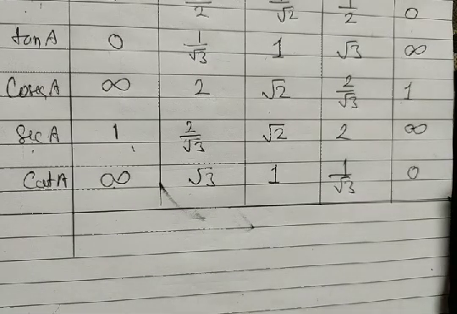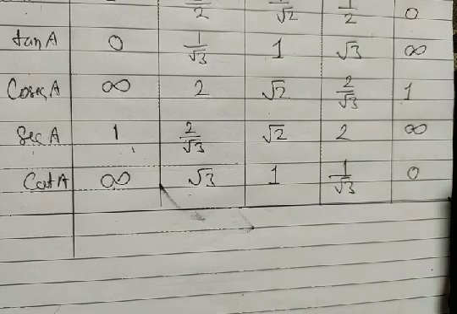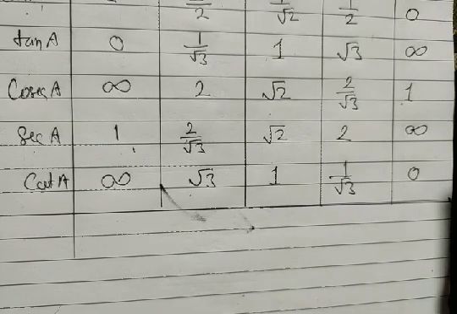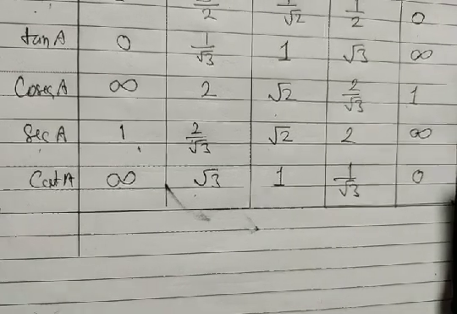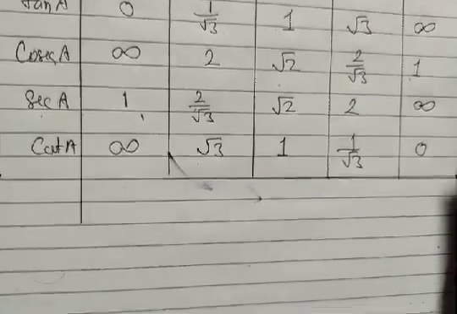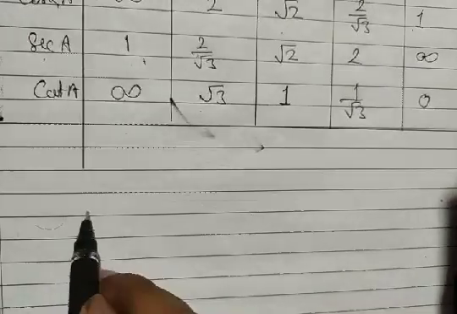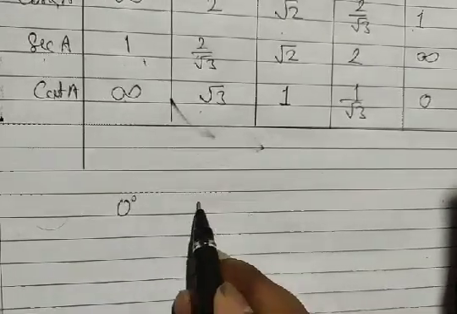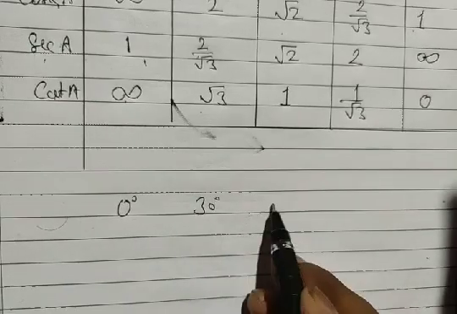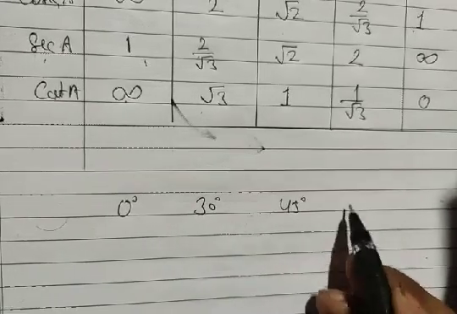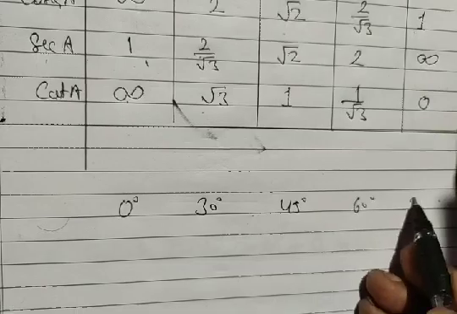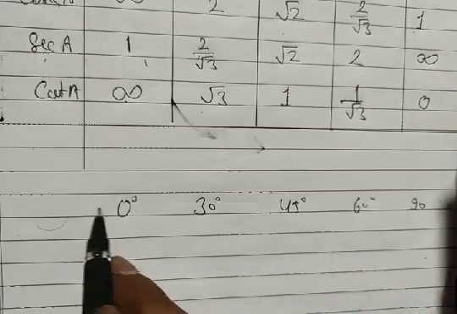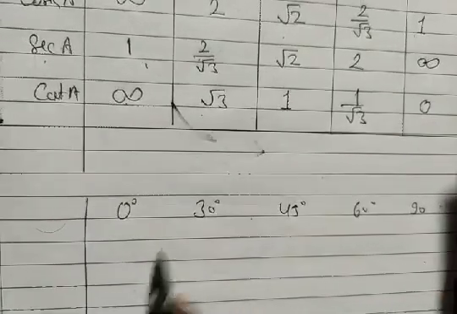memorized. If you want to memorize the values in an easy way, then you can follow them in the following manner. Just suppose I'm going to help you memorize. How can you memorize easily? Just write down 0 degree, 30 degree, 45 degree, 60 degree, 90 degree. Then how can you go about memorizing it?